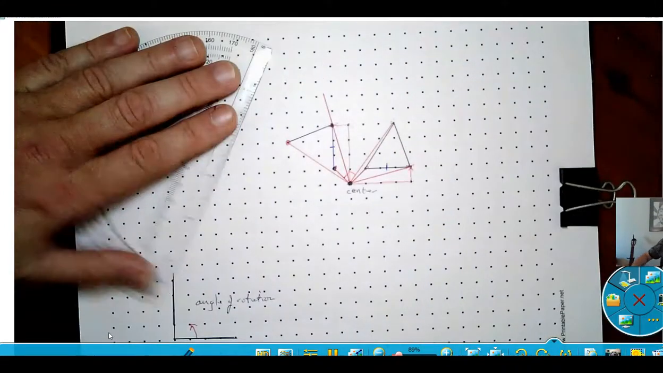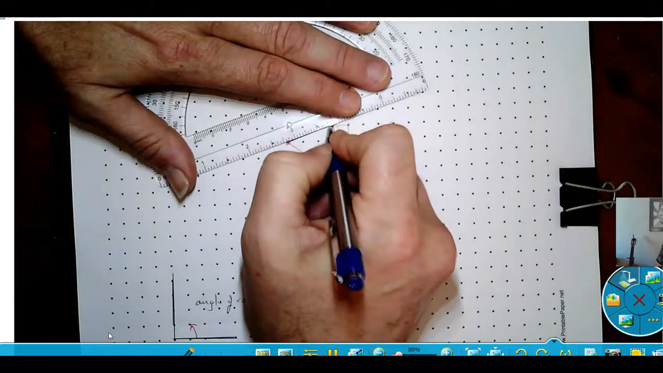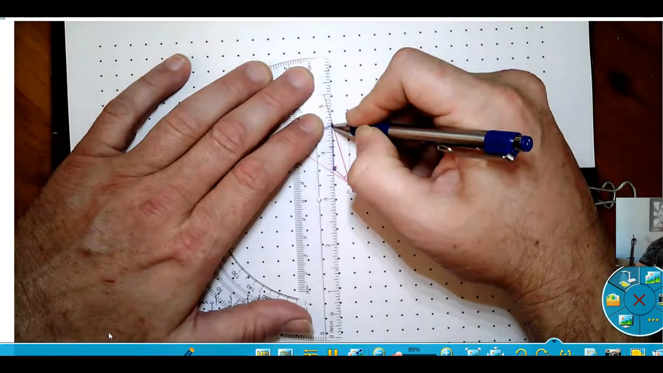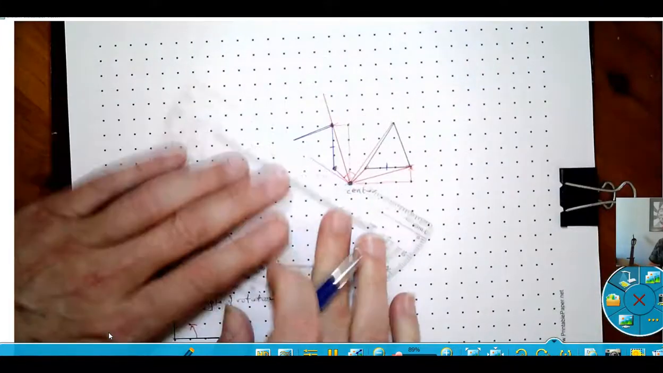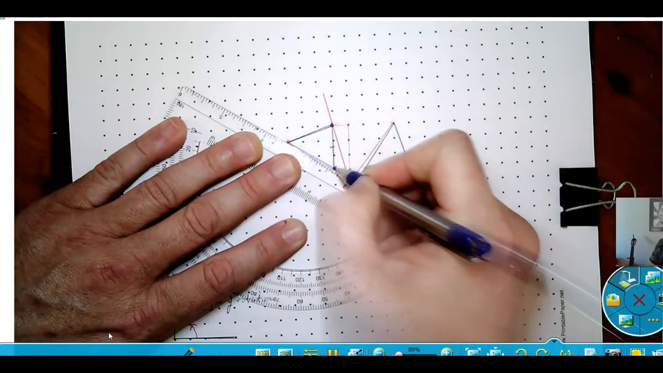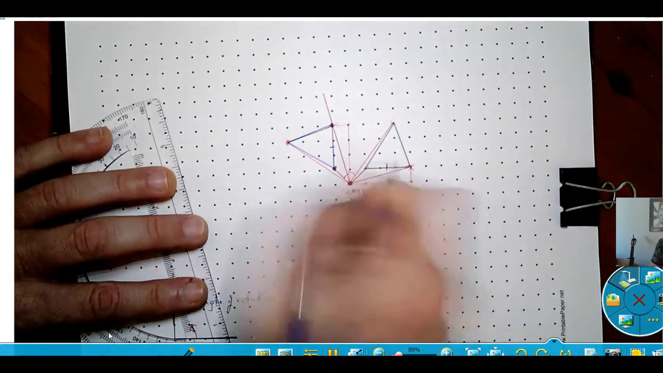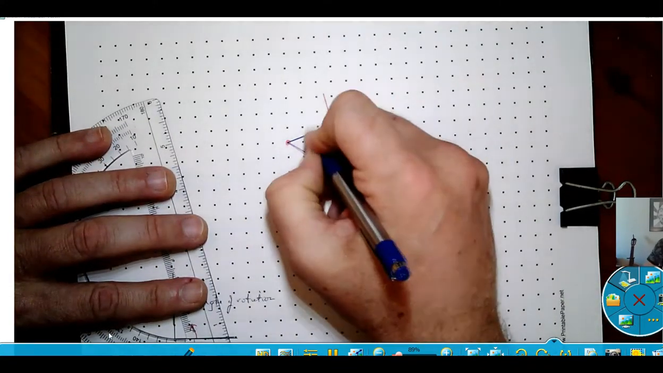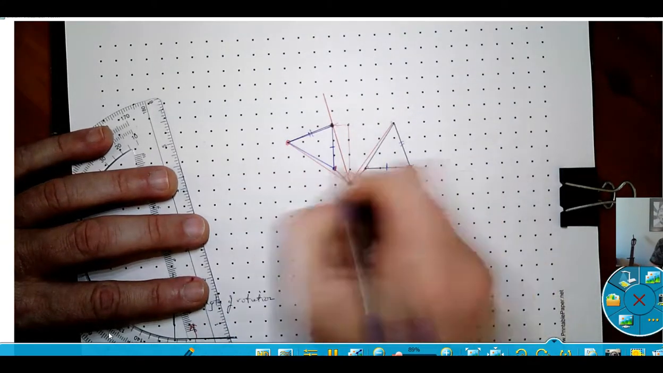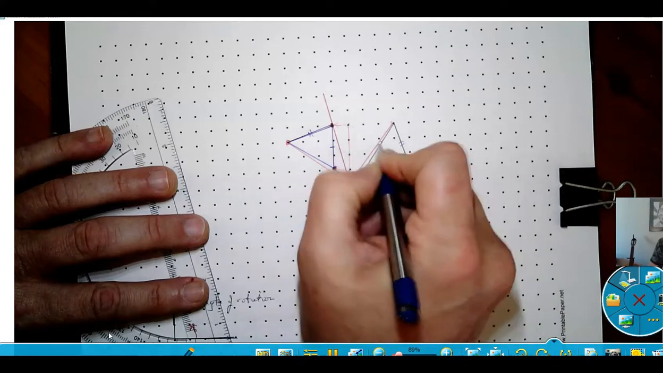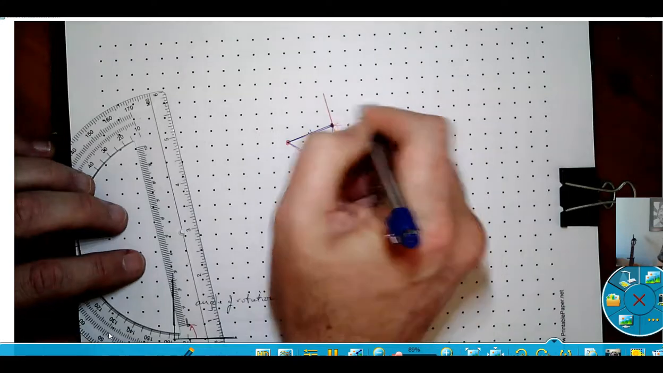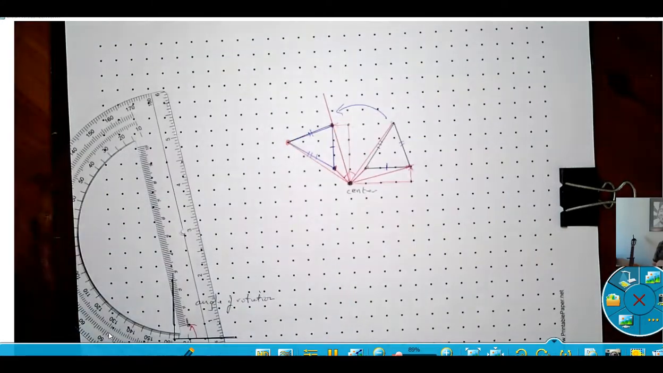oops, that's the wrong color. Well, this will be multicolored. Be like Joseph's coat. There we go. Right, so now with the rotation, this side matches this side, right? It rotated. This side matches this side, and then our last side here matches this last side, right? You can see it rotated this way.